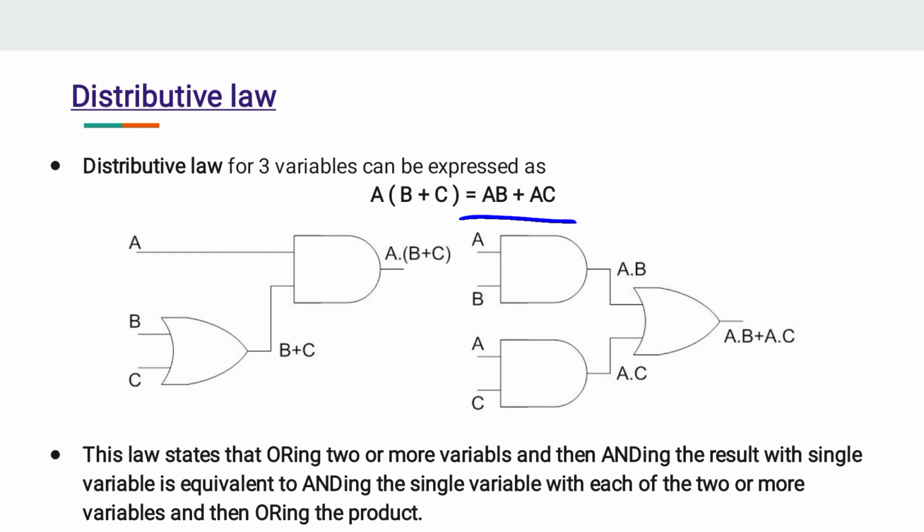So this is the distributive law, which states that ORing two or more variables and then ANDing the result with a single variable is equivalent to ANDing the single variable with each of the two or more variables and then ORing the products.